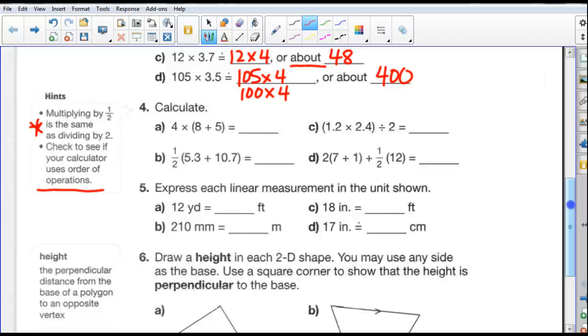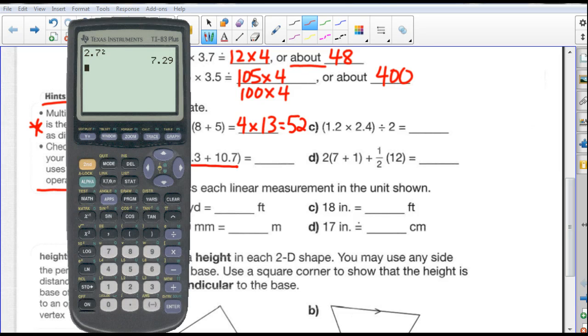So for example, in the first one, 4 times 8 plus 5, you have to add 8 plus 5 first. So this is the same as 4 times, and 8 plus 5 is 13, which is equal to 4 times 13 is 52. Okay, B, 1/2 times 5.3 plus 10.7, or it's the same as, we go by this little hint over here, if you add 5.3 plus 10.7 in brackets, because the B stands for brackets, we have to do that first. Brackets, exponents, division, multiplication, addition, subtraction. Add these two together, and then multiply it by half or divide by 2. So we can get our calculator out.